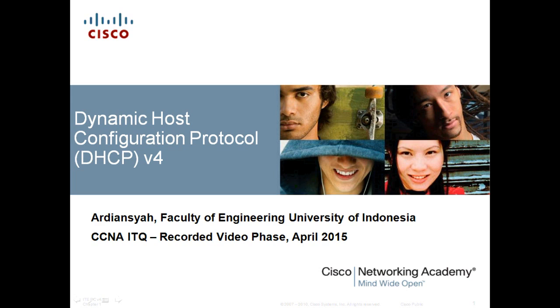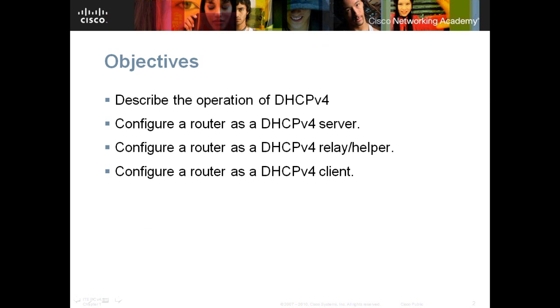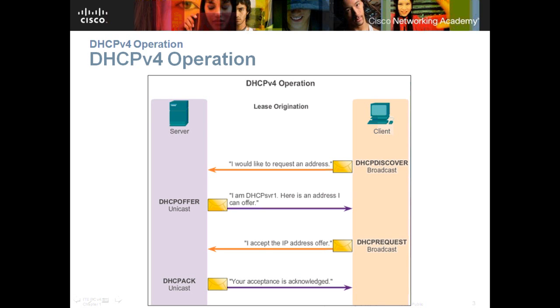Today we would like to discuss about the DHCP, Dynamic Host Configuration Protocol version 4 in the Cisco router. This is our objective. We will discuss about the DHCP operation and how to configure Cisco router as the DHCP server, DHCP relay, and the DHCP client. This is the process of the DHCP version 4 operation.